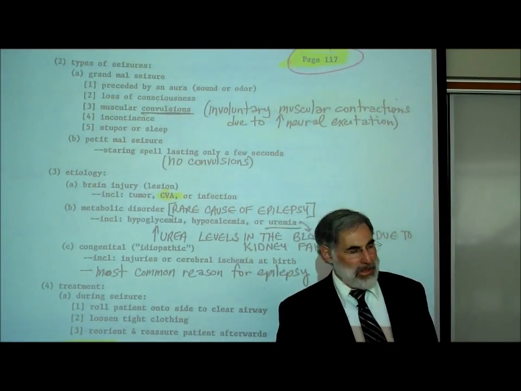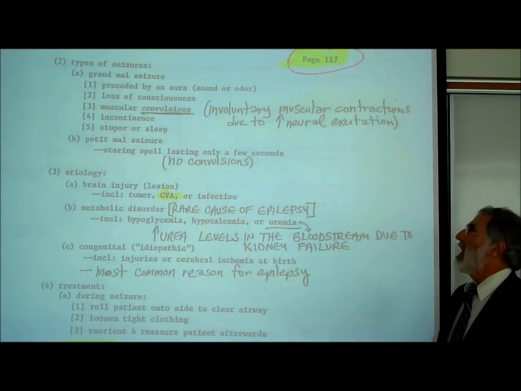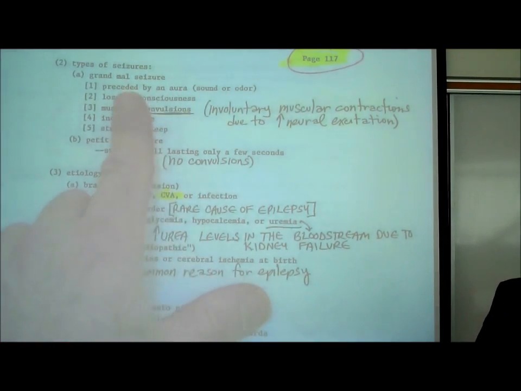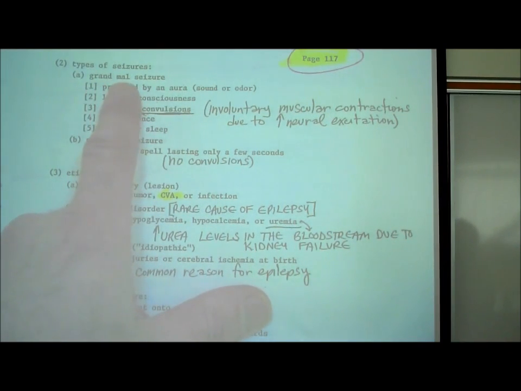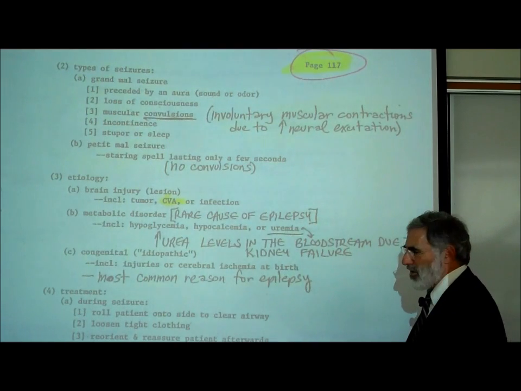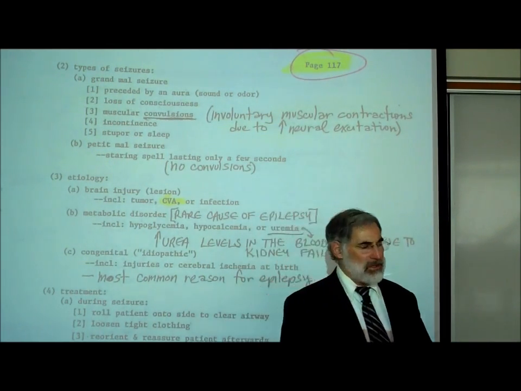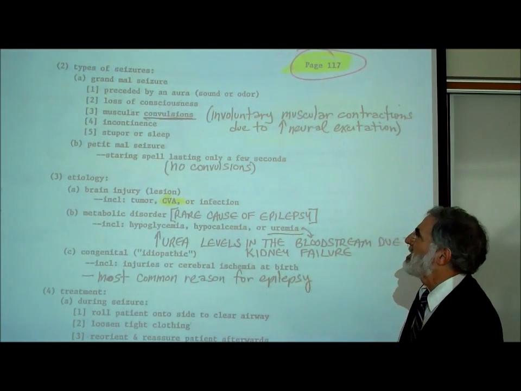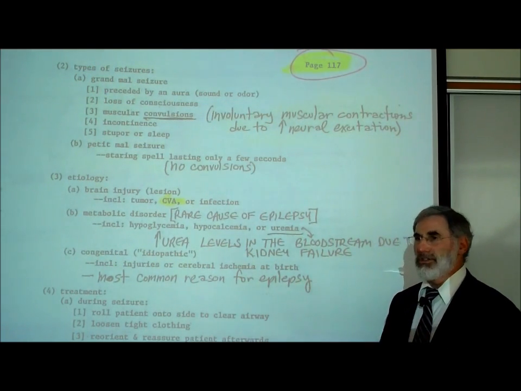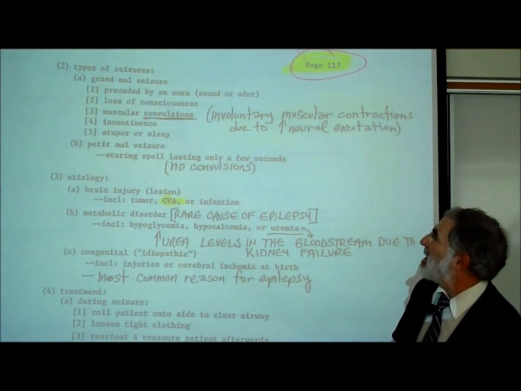One type of epileptic seizure, probably the type we're most familiar with, is what's known as a grand mal seizure. Grand mal literally means big, bad seizure. It is the kind where there is a loss of consciousness. They typically will fall to the ground, and then it will be manifested by convulsions.